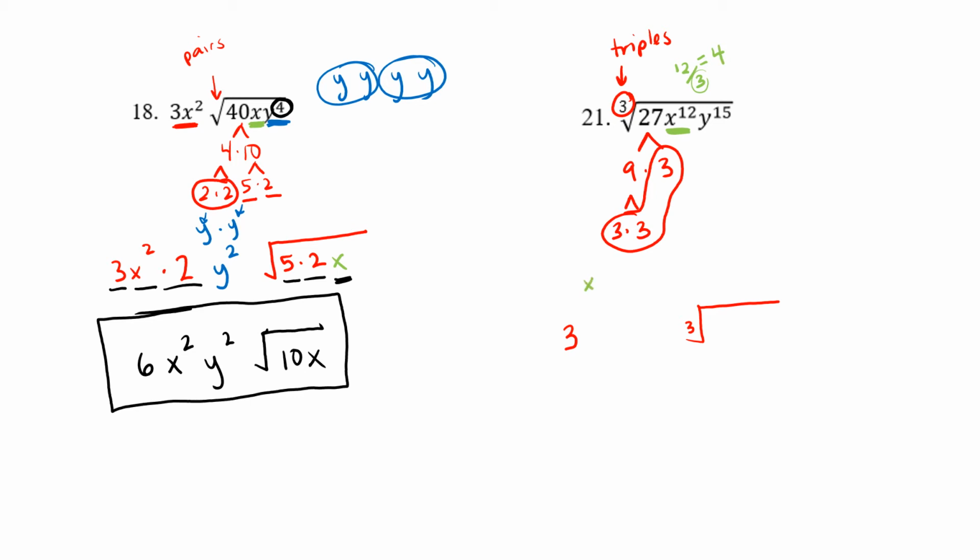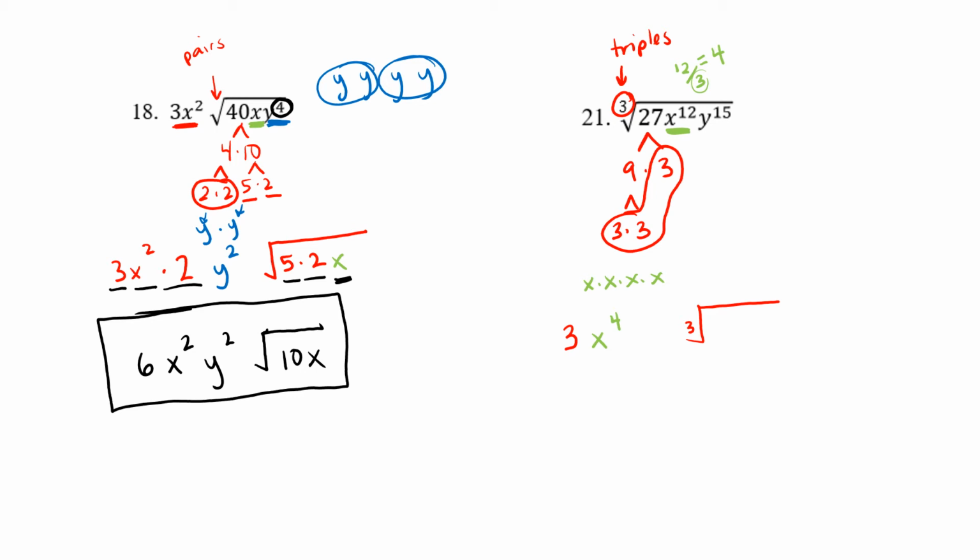So that would look like X times X times X times X, 4 groups. But we could just say X to the 4th power. That's how you say 4 groups of X, X to the 4th power. There are no X's left, so we don't have to put anything inside the cube root again.